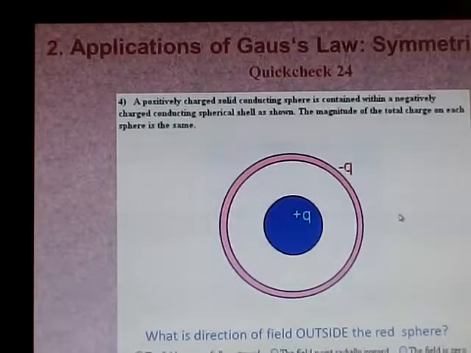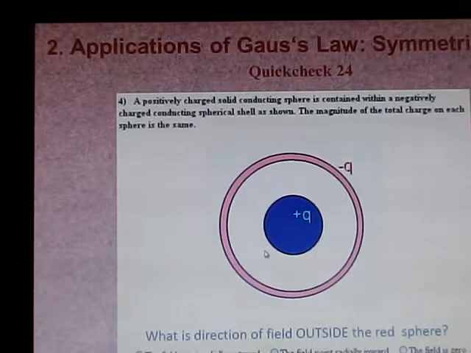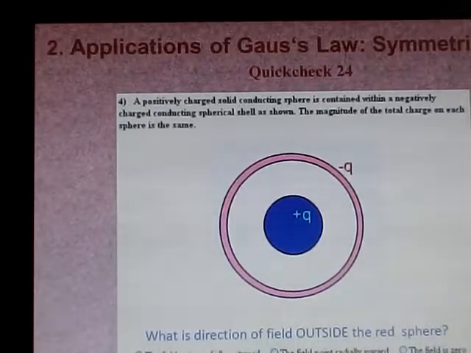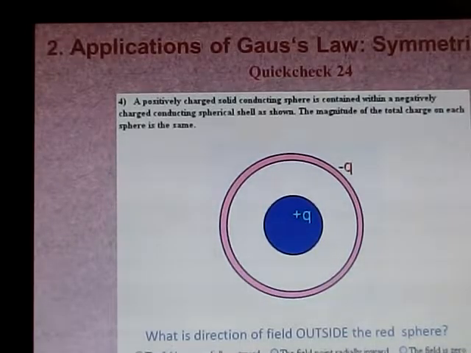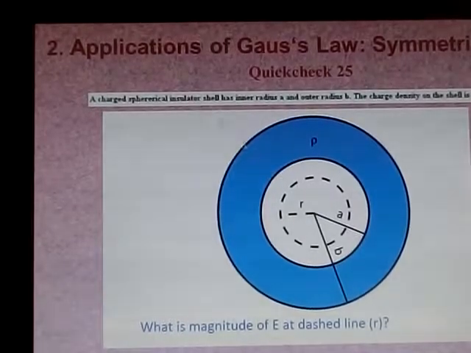Actually, many wires are formed this way so that the electric field around wires, conducting wires for circuitry in our homes and appliances, the electric field outside the wire is made to be 0 by this sort of arrangement. So this is important. Anyway, the answer is that the field is 0. Option C.